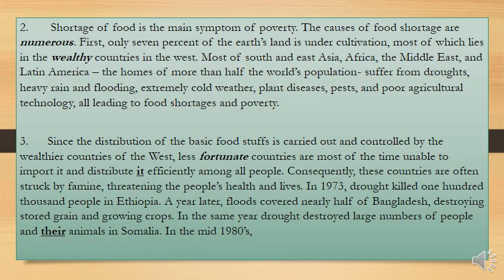Let's read paragraph 3. Since the distribution of the basic foodstuffs is carried out and controlled by the wealthier countries, by the rich countries, the distribution of food is controlled by rich countries in the West. So less fortunate countries, the countries which have less fortune, are not getting enough amount of food. So this food is not distributed efficiently. It is not distributed equally between people. That's why it is leading to famine.